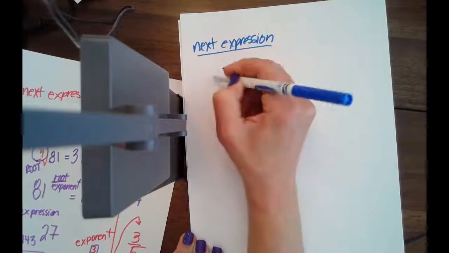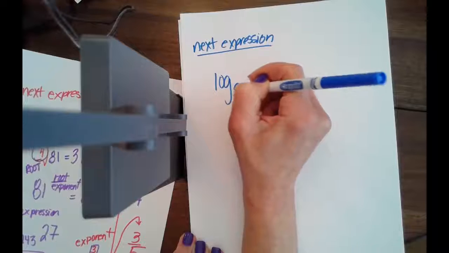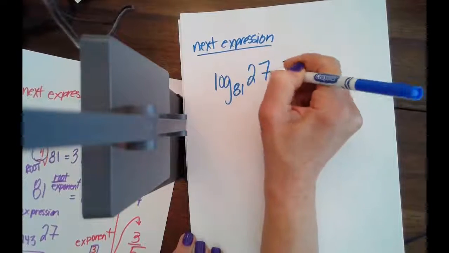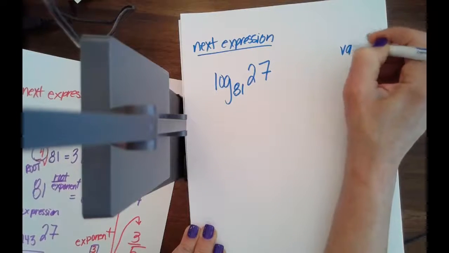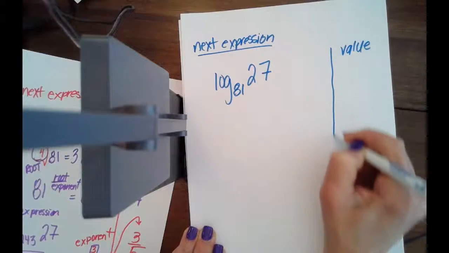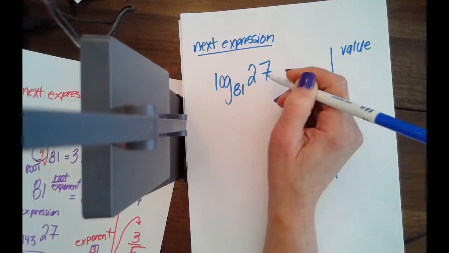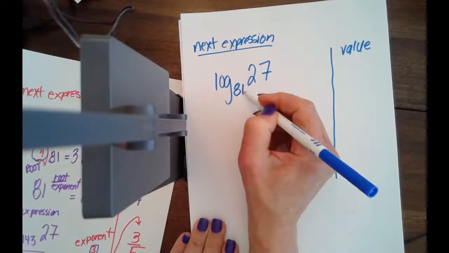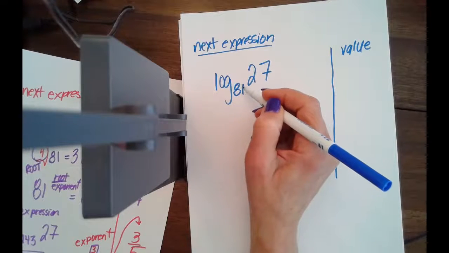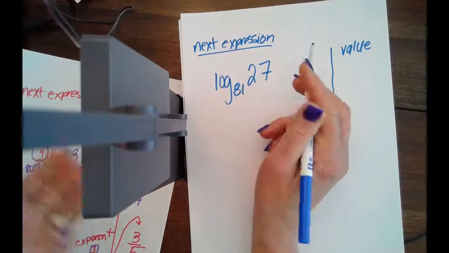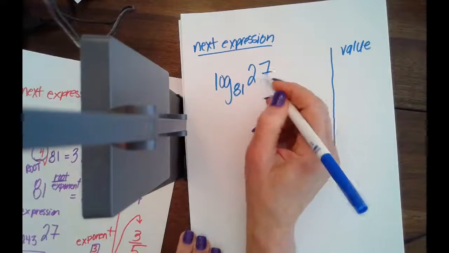All right, the next expression is log base 81 of 27. The value that we're looking for is the exponent that we're going to use to turn 81 into 27. Well, again, you look at that and you go, I can't raise 81 to a certain power off the top of my head and know what it is to turn it into 27. So you're going to take it separately.